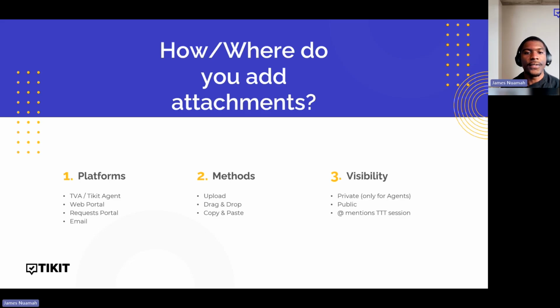Third, visibility. You can control who has access to those attachments on the ticket. You can make them private, which means that only agents can view them, or you can just leave them as they are, public. Anybody that clicks into the ticket can see them, including the end user, whatever you prefer.